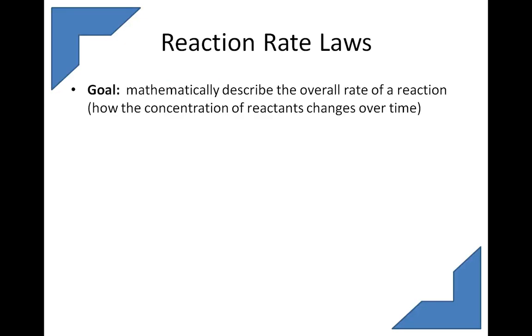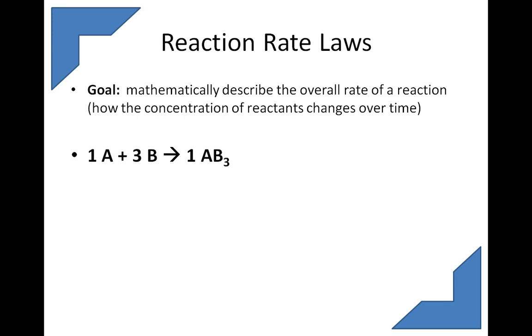Today we're going to be mathematically describing the overall rate of a reaction. Previously in this unit we've looked at how reaction rate can be sped up, specifically explained by collision theory. Now we're going to be looking at mathematically describing how the concentration of the reactants changes over a period of time, and writing an equation or an expression for that.